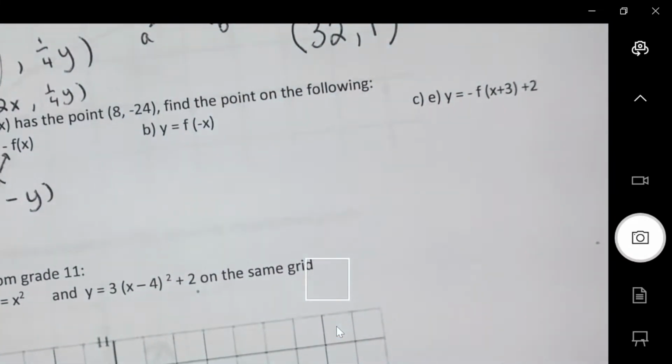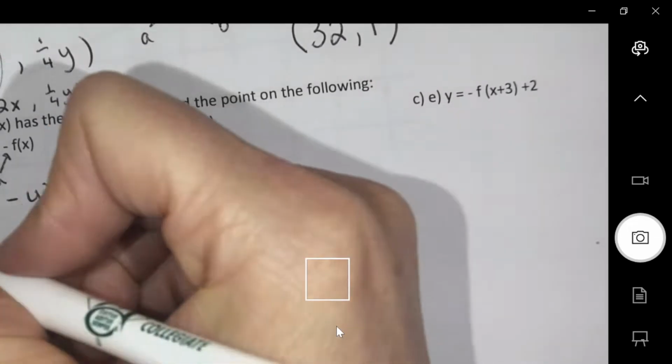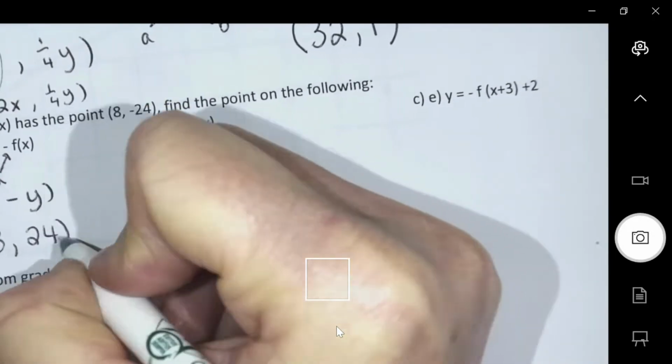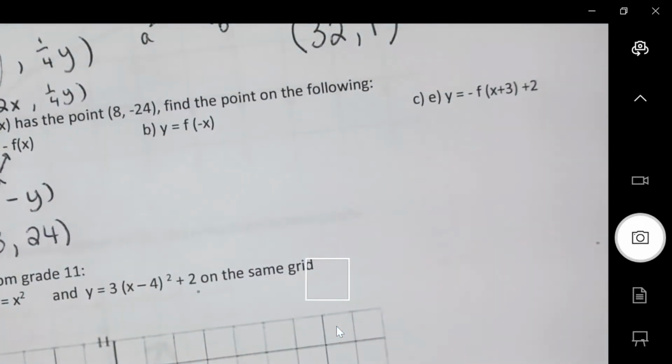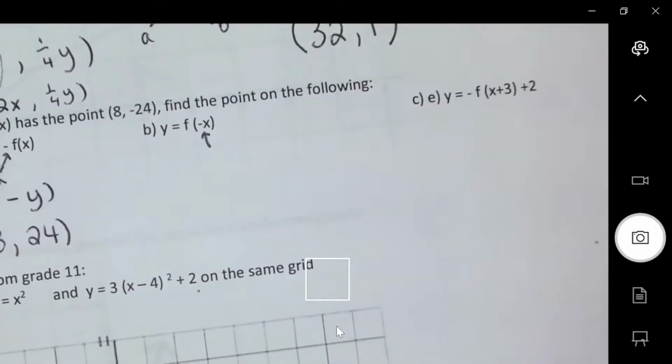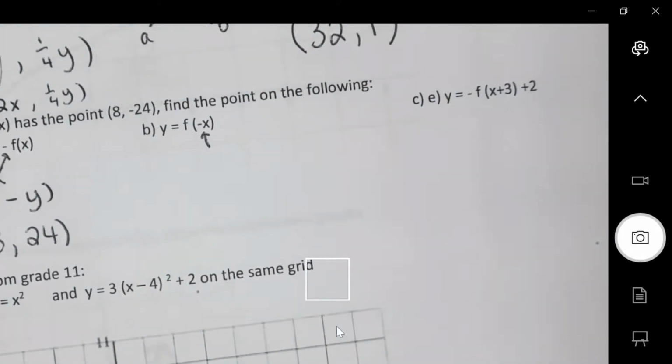So that's what I would do. That's where the A goes. So my new coordinate would be 8, positive 24. Okay, A, B, C, D. So this one is the B position.